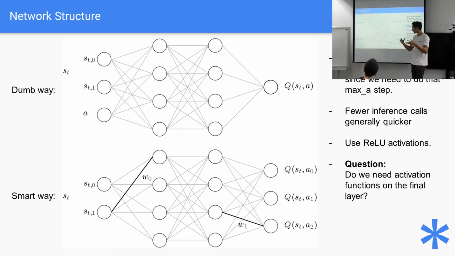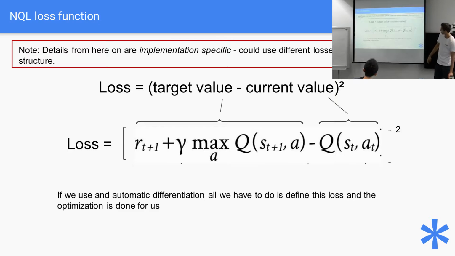For our implementation, this is what we're going to use. Key thing: because we're doing this maximization step over A, to calculate this value means we have to calculate every single Q function here for s_{t+1}. I can't possibly know what the max Q function is unless I know what they are for all A. It's just how max works.